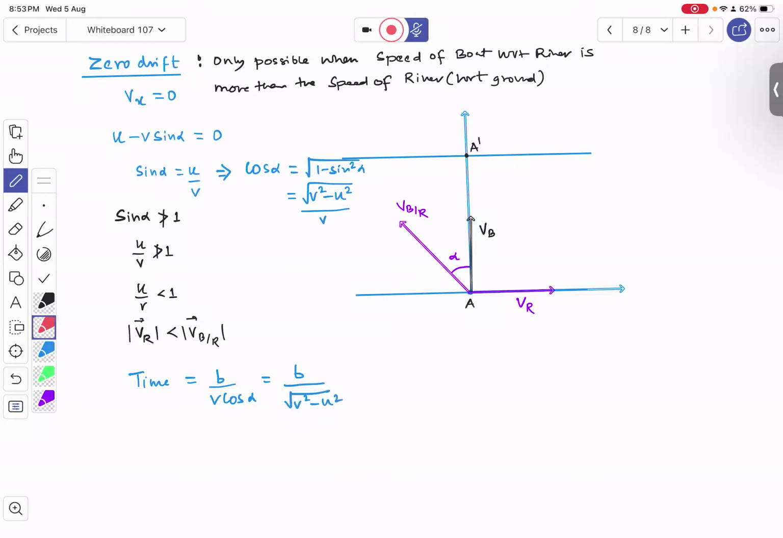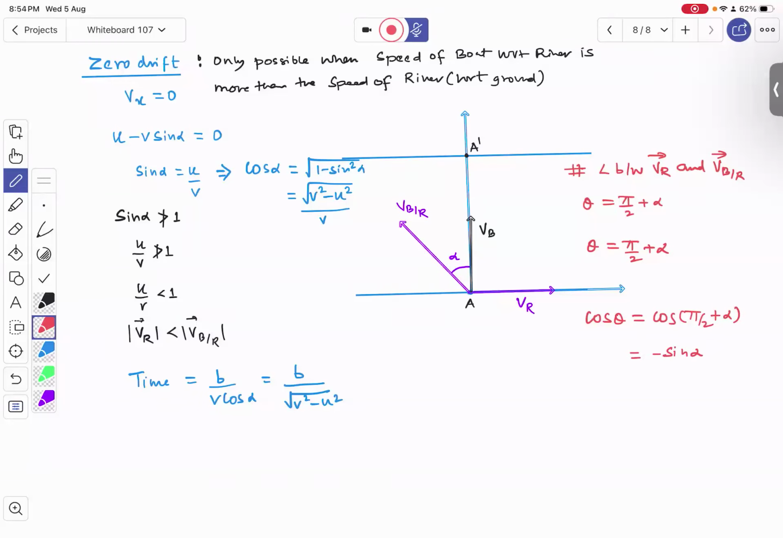One more important thing to notice here is the angle between the VR and VBR vectors. The angle between VR and VBR is 90 plus alpha. Suppose I write that angle as theta. So theta equals 90 plus alpha. If I ask you to find cos theta, what will it be? Cos of pi by 2 plus alpha, and cos of 90 plus alpha is minus sine alpha. So that becomes minus sine alpha.